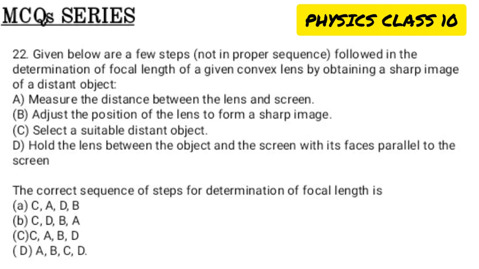Now question 22. Given below are a few steps, not in proper sequence, followed in the determination of focal length of a given convex lens by obtaining a sharp image of a distant object. A. Measure the distance between the lens and screen. B. Adjust the position of the lens to form a sharp image. C. Select a suitable distant object. D. Hold the lens between the object and the screen with its faces parallel to the screen. The correct sequence of steps for determination of focal length is.